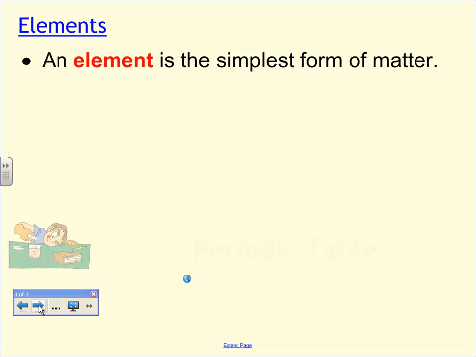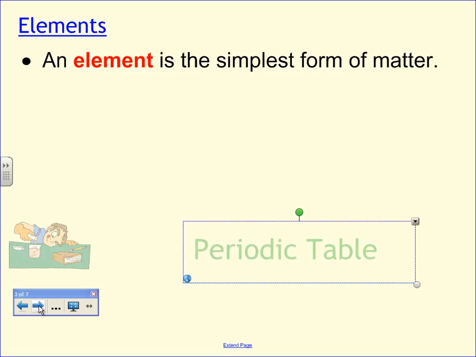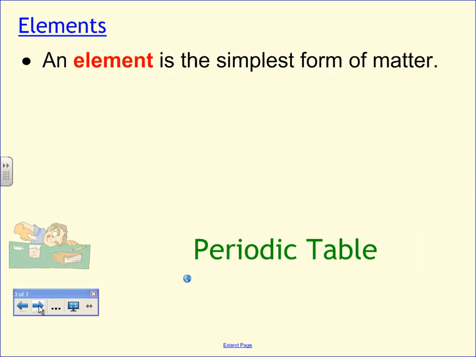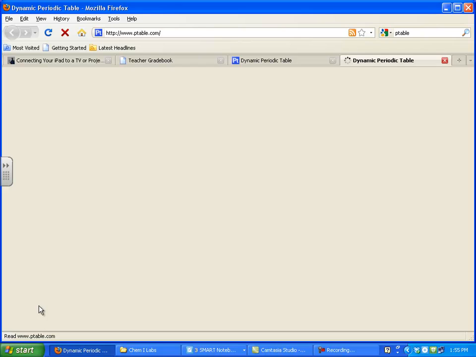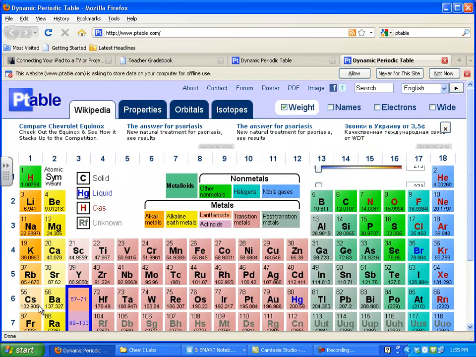One of the biggest categories of pure substances for us are just elements. Elements are basically the simplest form of matter. We're going to talk a lot more about breaking that down here in a little bit. So how do you know if something's an element? Well, the simplest way is that if it's on the periodic table, then it's an element.